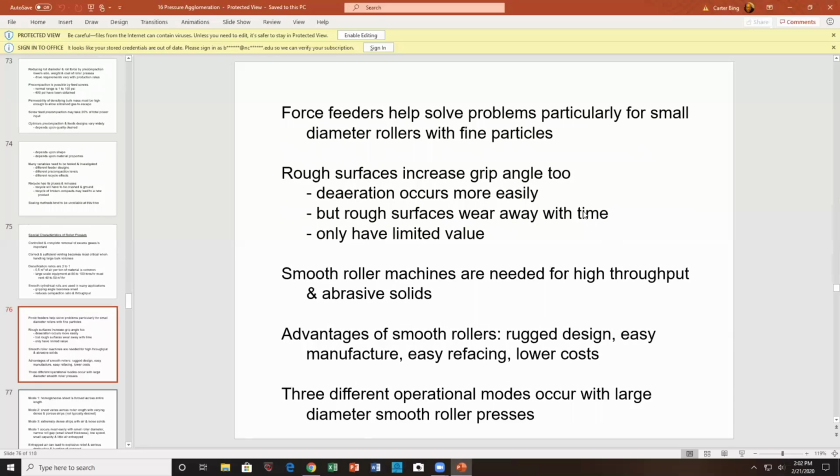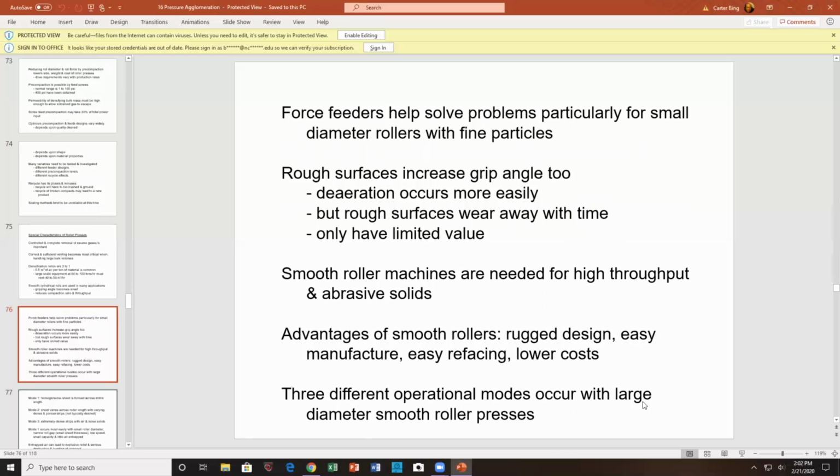and are of only limited value. I mean, how long has your roll compactor been operating? When's the last time you changed out the rollers? Smooth roller machines are needed for high throughput and abrasive solids. Advantages of smooth rollers: rugged design, easy manufacture, easy refacing, lower cost.